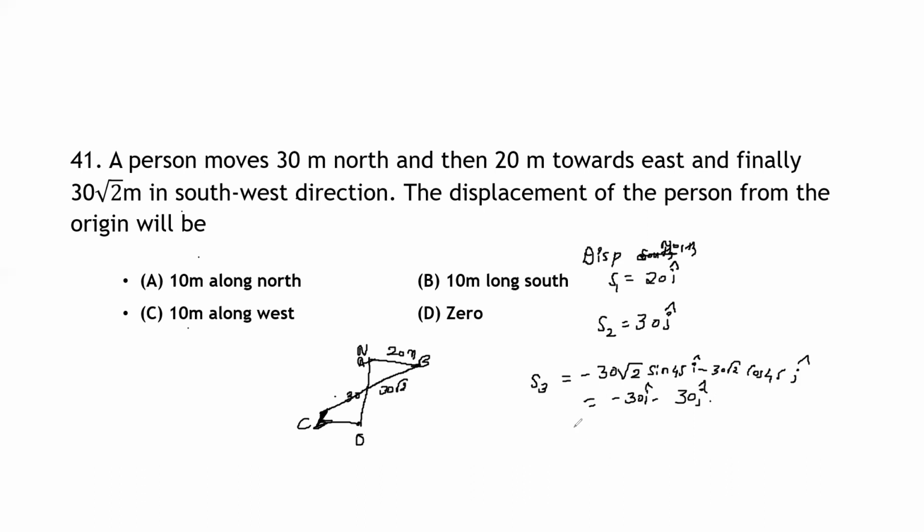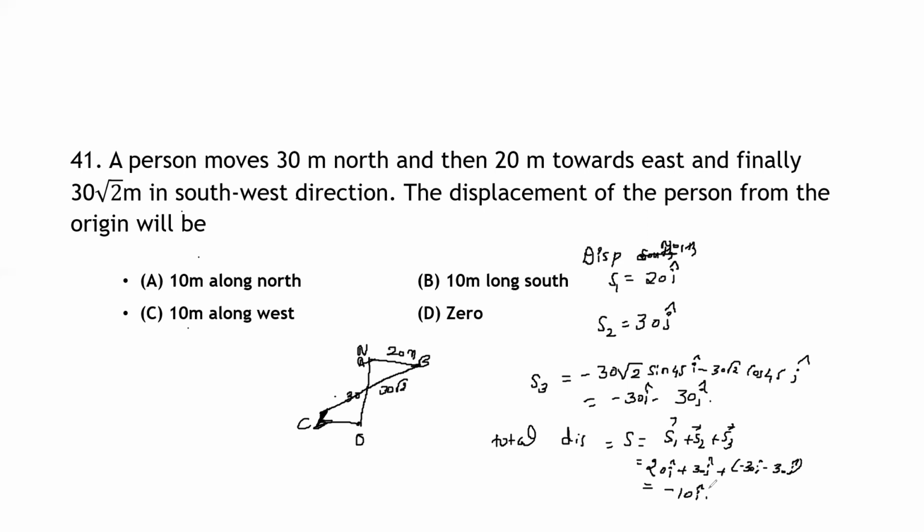Okay. So therefore, the total displacement is equal to S is equal to S1 plus S2 plus S3. So all are vector symbol. Okay. Next, this is equal to S1 value. S1 is 20I plus S2 is 30J plus S3 is minus 30I cap minus 30J cap. If I simplify this, I will get it as minus 10 I cap. That is the answer, minus 10 I cap. So that is 10 meters.